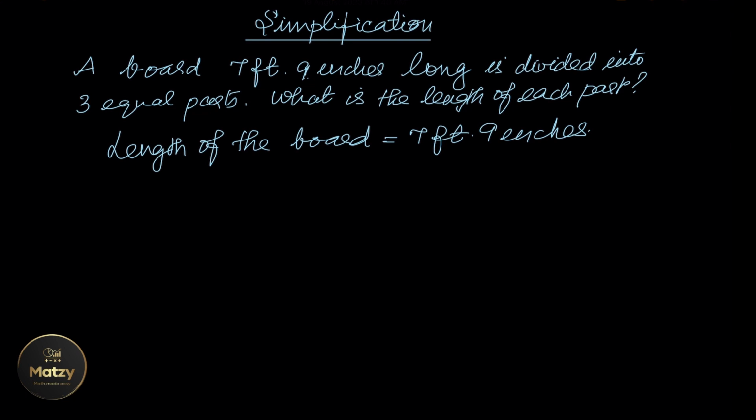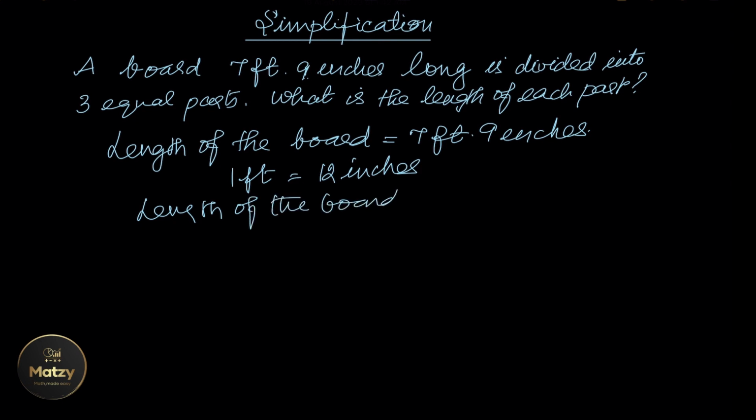So, what is the length of the board? Length of the board is 7 into 12, because 7 feet, plus 9 inches. Because one is in feet, the other one is in inches, I am converting both the units into inches. So, 7 twelves are 84 plus 9, that is 93 inches. That is the length of the board.